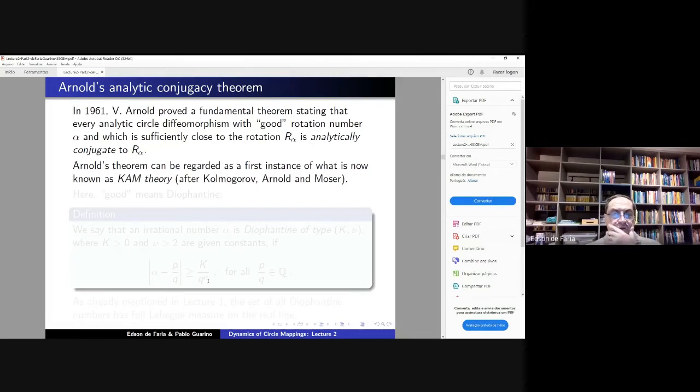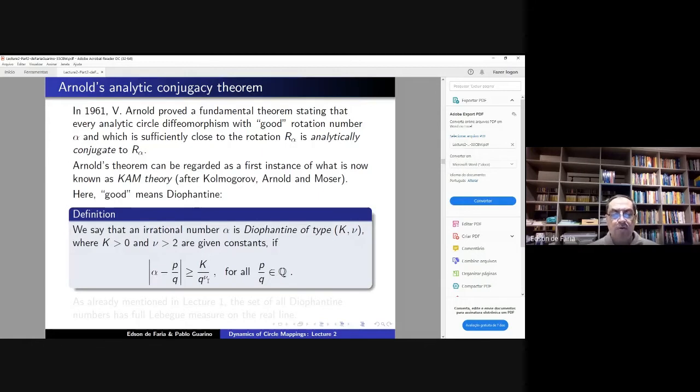So first of all, what do I mean by good rotation number? Good rotation number means that the rotation number is Diophantine. And I remind you of this definition, which I think was introduced with a slightly different notation by Pablo in the second part of his first lecture.